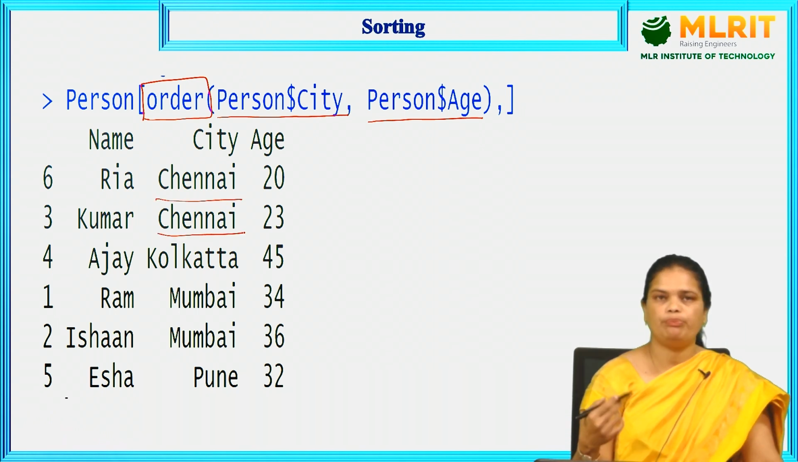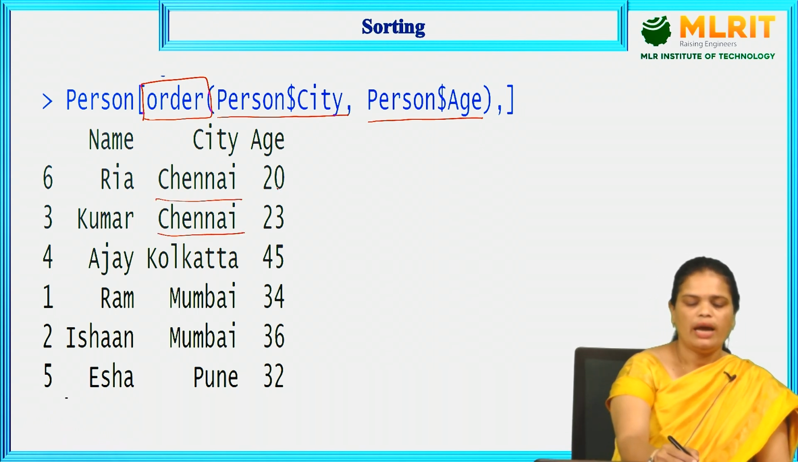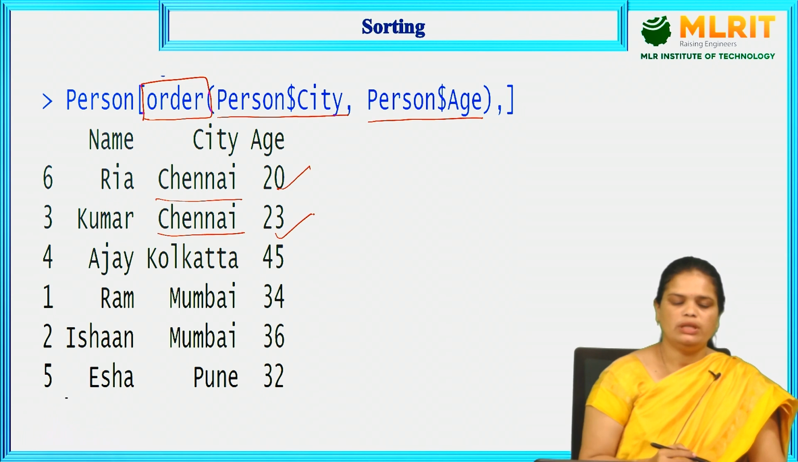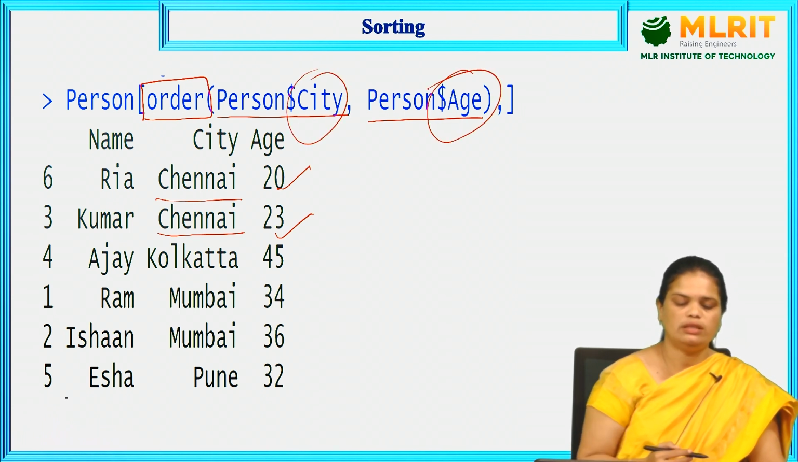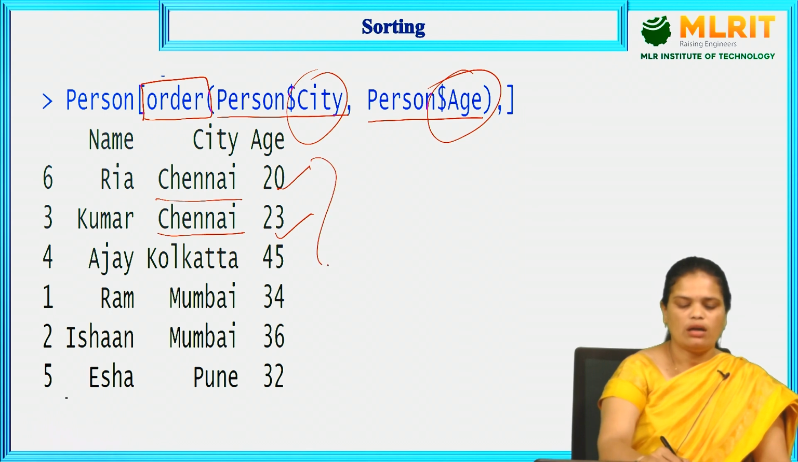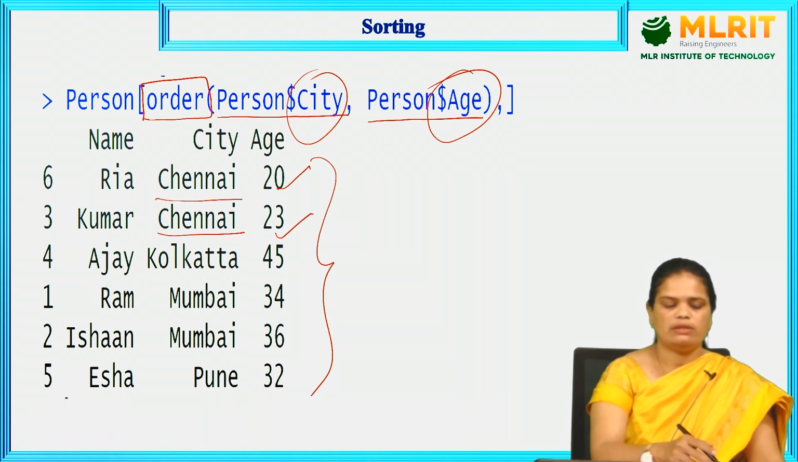I have 2 persons from Chennai and the ages are 20 and 23, because we are using a city as well as the age condition here. So these are ordered according to the age as well as the city.